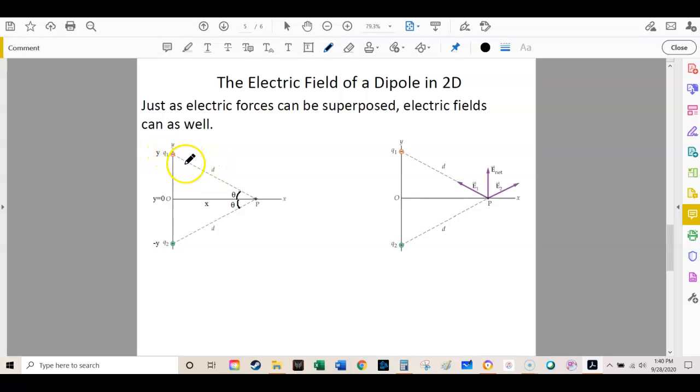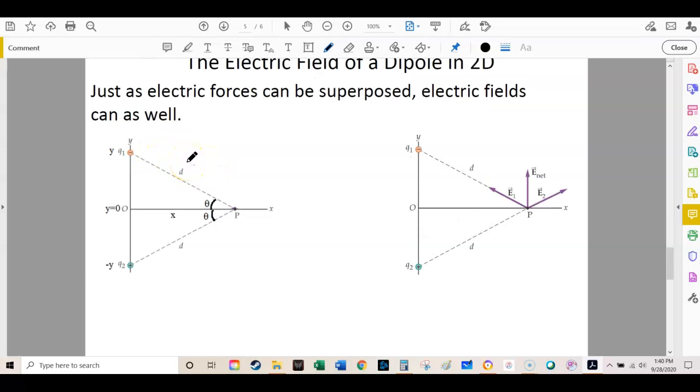All right, while we're here, let's practice this problem. You have a negative charge up here, so this is going to be a negative Q1, and a positive Q2 down here. This is distance positive y, this is distance 0, and this is distance negative y. So basically they're separated by a distance.